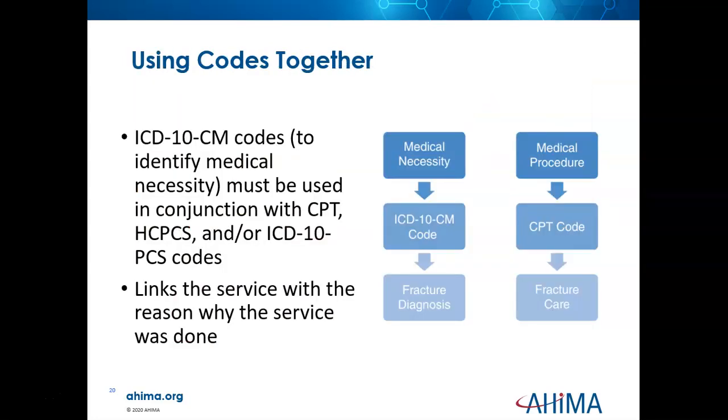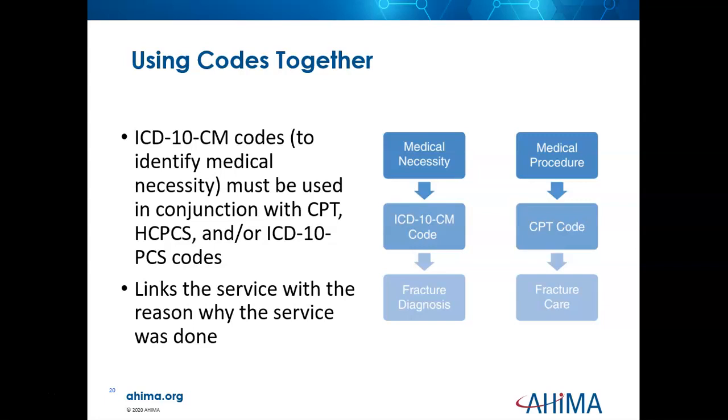Okay, using the codes together. So I broke my arm, which is the diagnosis, and I got a splint applied. That's going to be the procedure. ICD-10-CM identifies the medical necessity, the diagnosis. Broken arm, that's the diagnosis. Now here they're saying that they must be used in conjunction with CPT, HCPCS, and/or PCS codes. They're talking about linking these together.